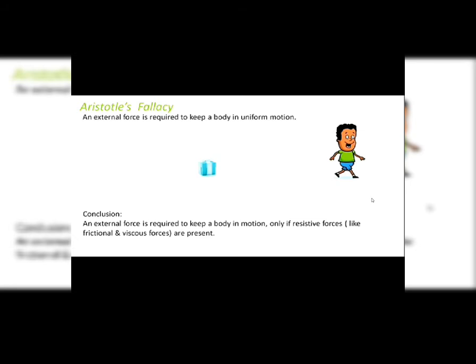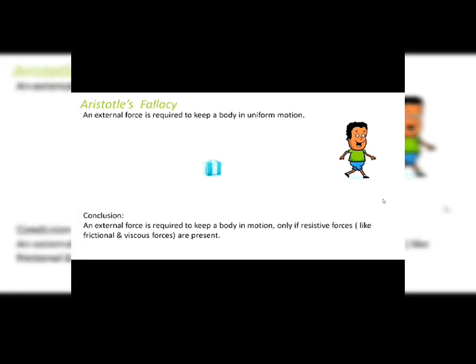So that means the conclusion was that an external force is definitely required to keep a body in motion. But that is true only if the resistive forces like frictional forces, viscous forces are present. That means only when resistive forces are present, only then you need an external force to keep a body in motion.